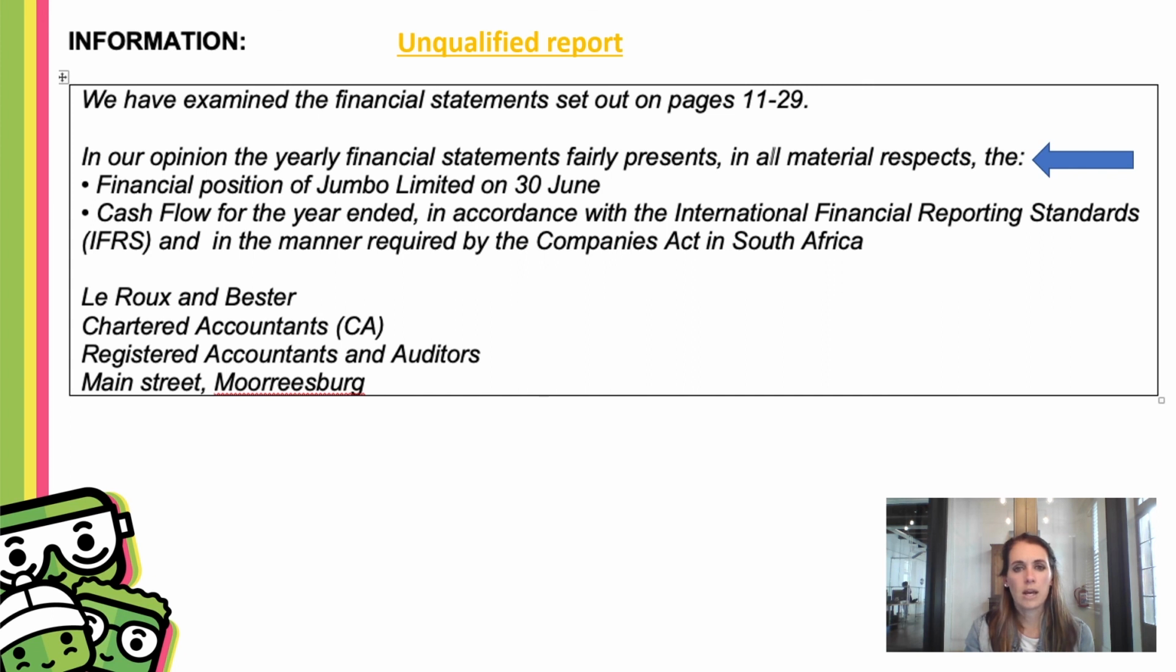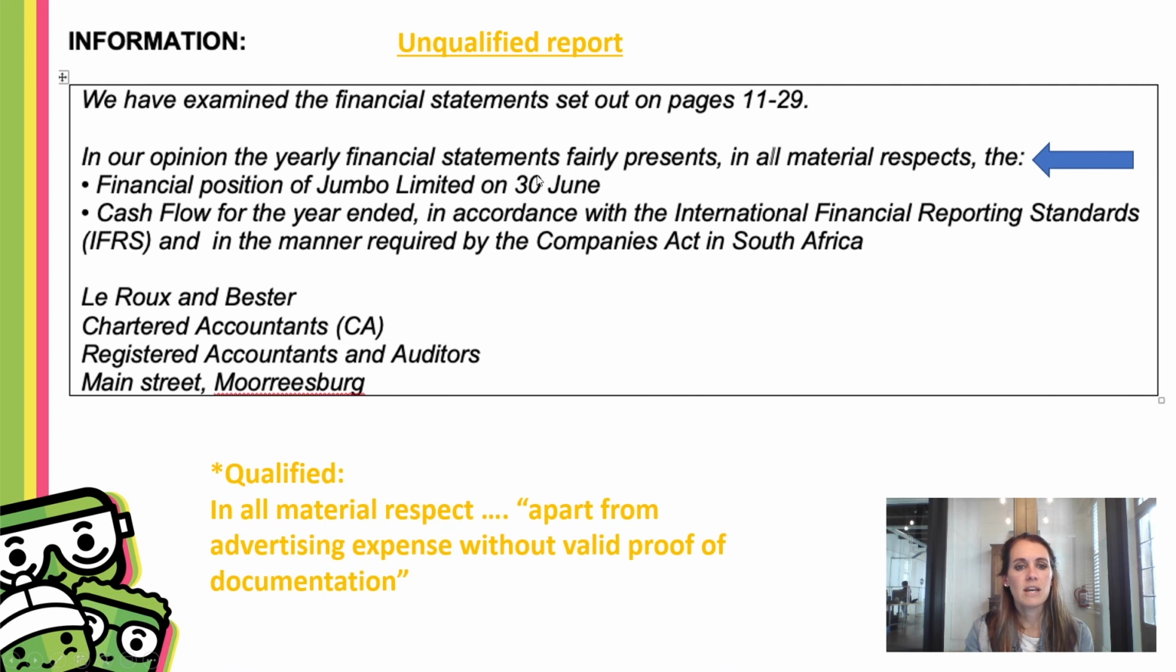How will a qualified report look? There will be a third bullet in this paragraph stating that in all material respects, everything is fair apart from advertising expense that's without valid proof of documentation. So they highlighted one little thing that they are not happy with, then it's a qualified report. The disclaimer you will be able to identify easily because they will just say, we cannot express an opinion on the financial statements. Then you know it is a disclaimer.